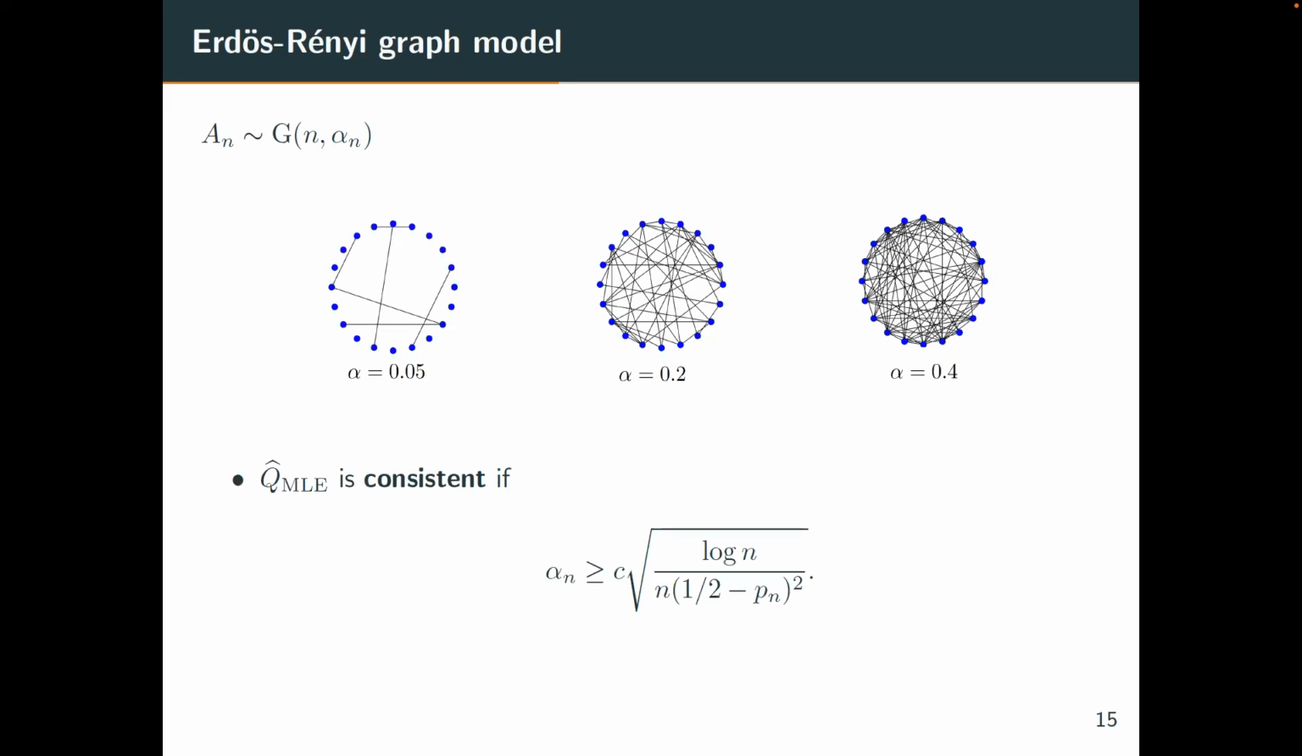So based on that result, it's possible to show that if the probability for creating an edge in the original graph is larger than this quantity, then the MLE is still going to be consistent. So again, this is just telling you how much noise the model can handle, and that depends on how large the network is. If n is larger, then we can handle more noise, and how large alpha is.